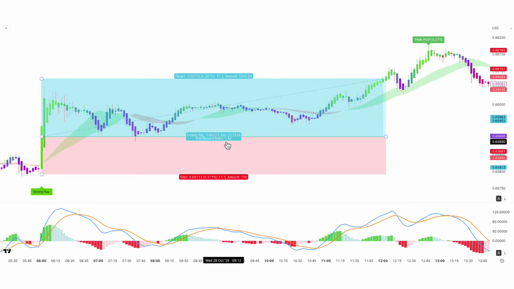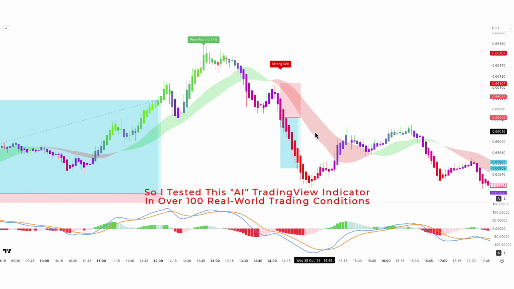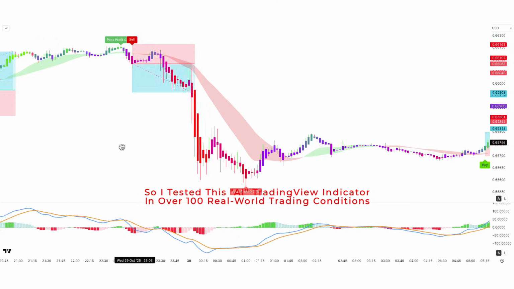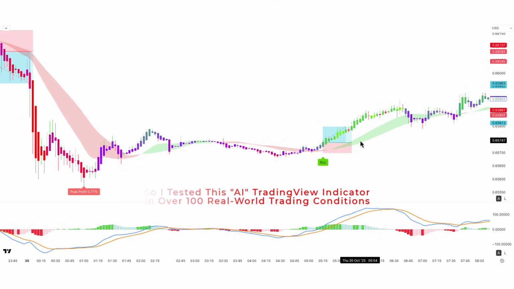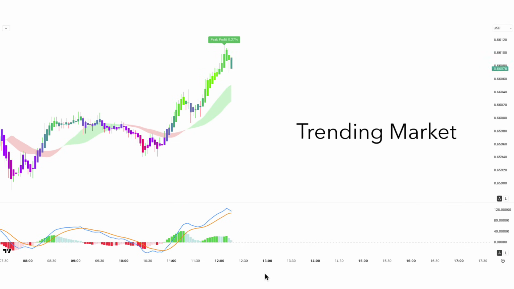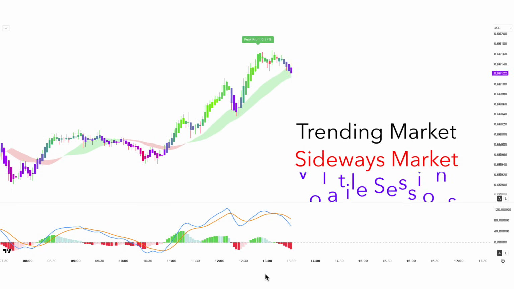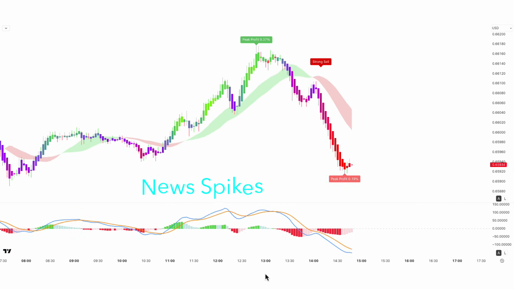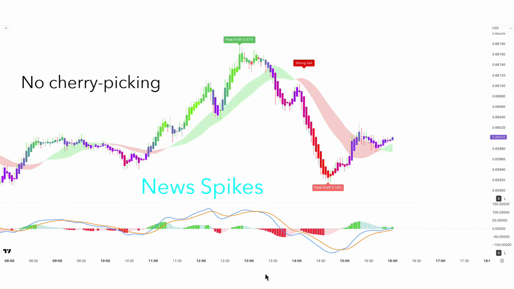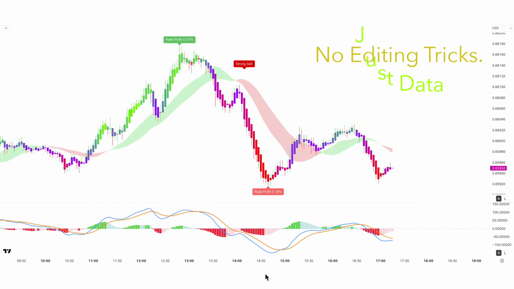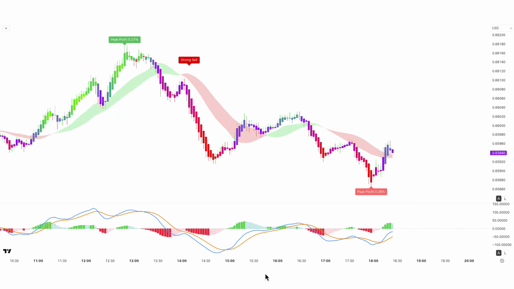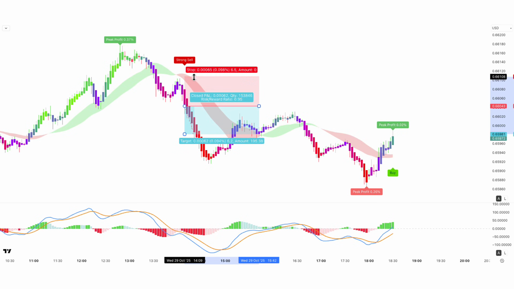I'm not one to follow hype, so I tested this AI TradingView indicator in over 100 real-world trading conditions. Trending market, sideways market, volatile sessions, news spikes, no cherry-picking, no editing tricks, just data. The numbers that came back after 100-plus trades were interesting.